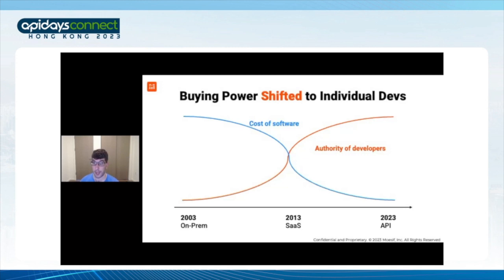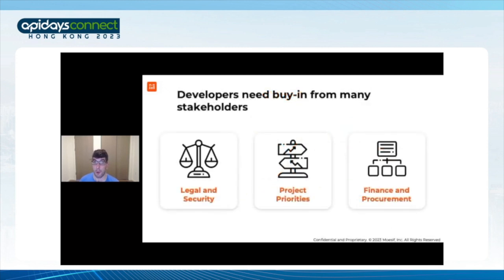But in the age of APIs in 2023, we now see that an individual developer can create more value at the organization than a team of 10 people in 2013. So this changes how you think about adoption of your APIs at your company. But with that said, developers also need a lot of buy-in from different stakeholders. There's going to be things around legal and security review, project priorities, procurement's going to have their say before a particular new API or tool can be adopted.